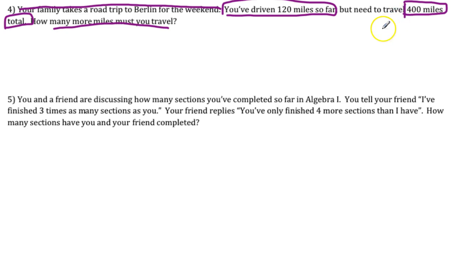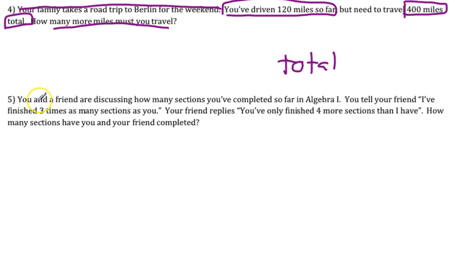So total is 400. Alright. You've already done 120. How much more should you go? So you need to set up some kind of equation here. And that can help you find out the miles you're going to drive.